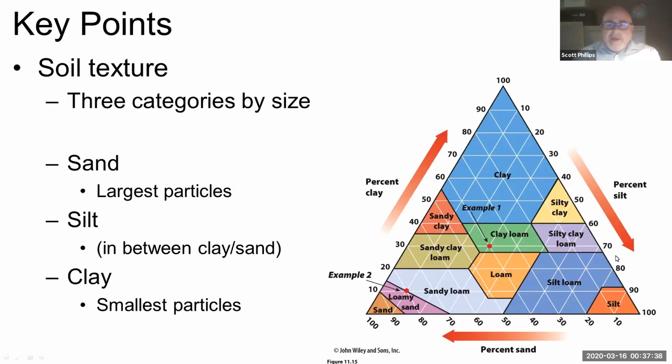Soils don't typically have all of one or the other. Oftentimes they can be a mixture of silt, clay, and sand. There are different categories. So for example, a loam is a mixture of all 3, clay, silt, and sand. You can have silty clay, which is silt and clay, or sandy clay, and so on. And you can have different percentages of clay, silt, and sand, and those percentages can be classified into these different categories.